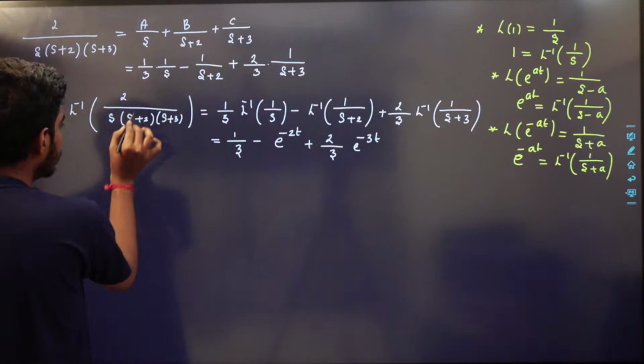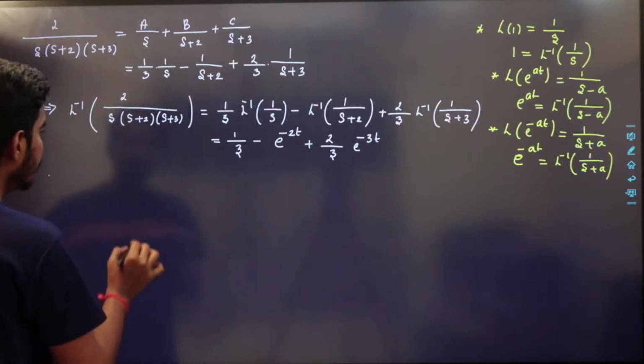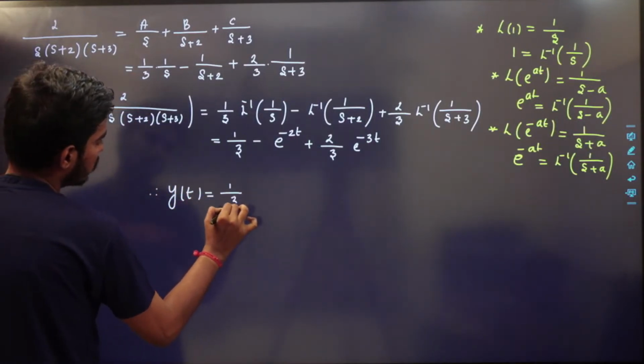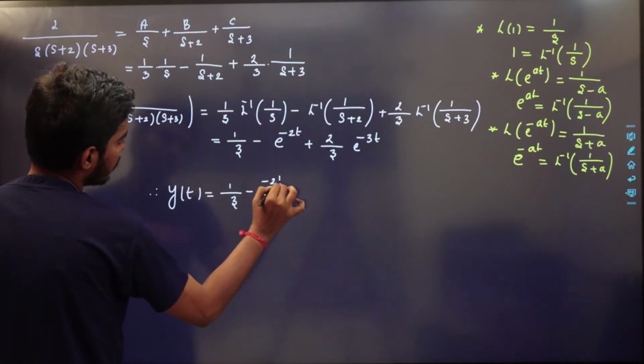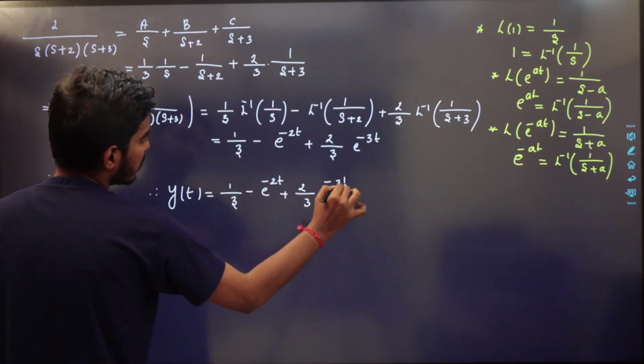Therefore, this is your y of t. You can see L inverse of this is equal, and this is your required y of t. So the solution is y of t is equal to 1 by 3 minus e power minus 2t plus 2 by 3 e power minus 3t.